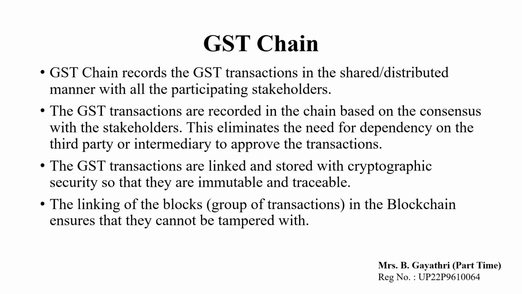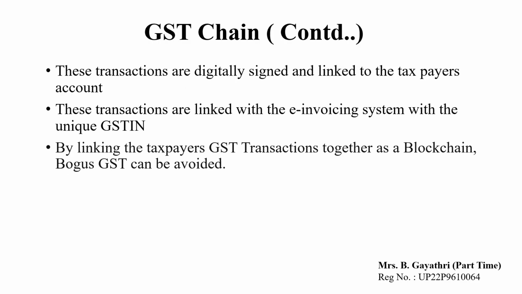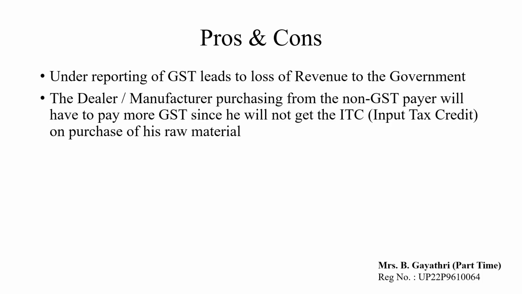GST transactions are linked and stored as a blockchain using cryptographic security, which is highly immutable and traceable. So the linking of blocks in the blockchain ensures that they cannot be tampered with. These transactions are digitally signed and linked to the taxpayer's account, and all of them are linked with the e-invoicing system with a unique GSTIN number. So by linking all the transactions of the GST as a blockchain, fake invoices can be avoided.